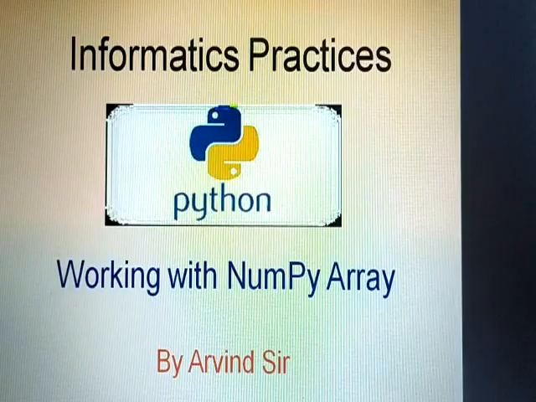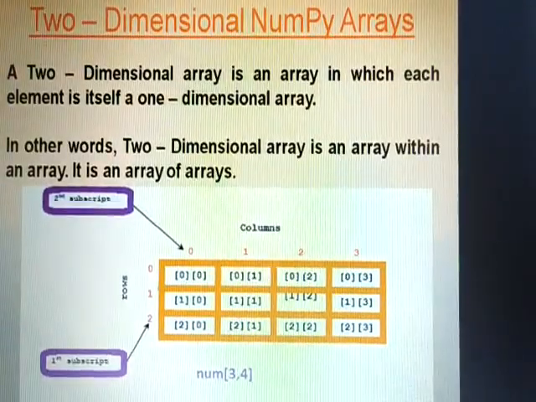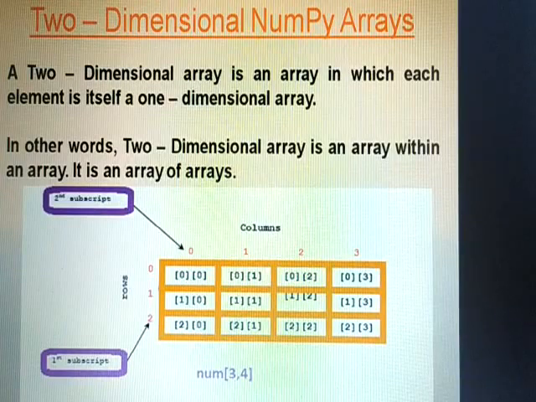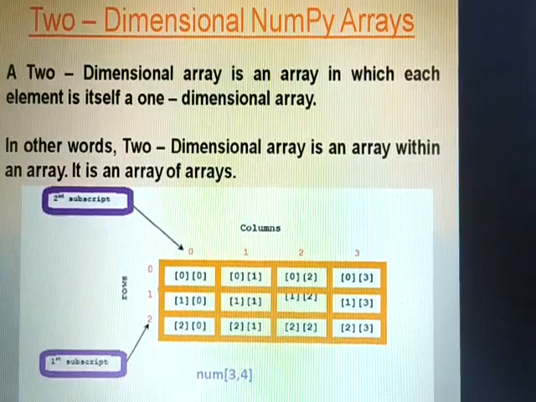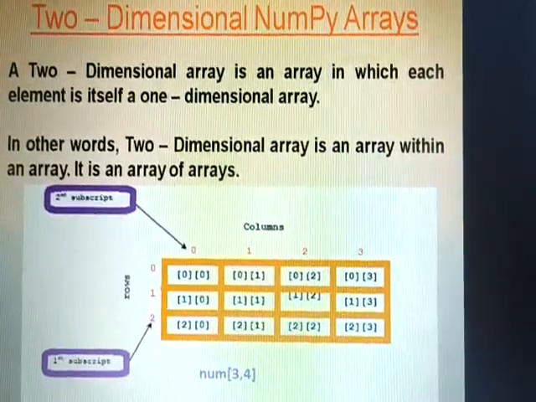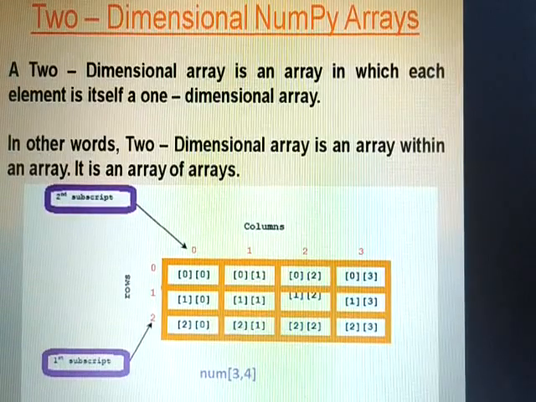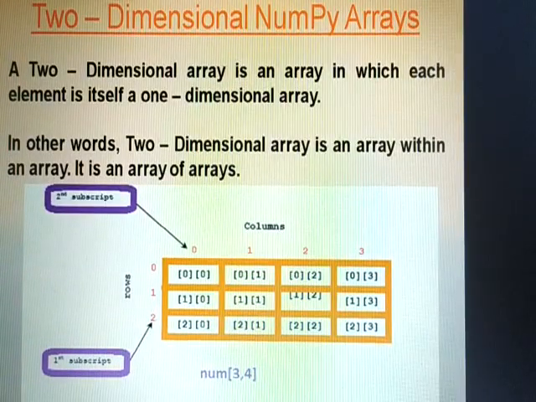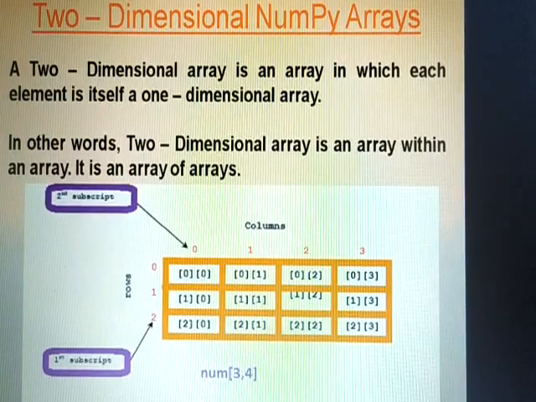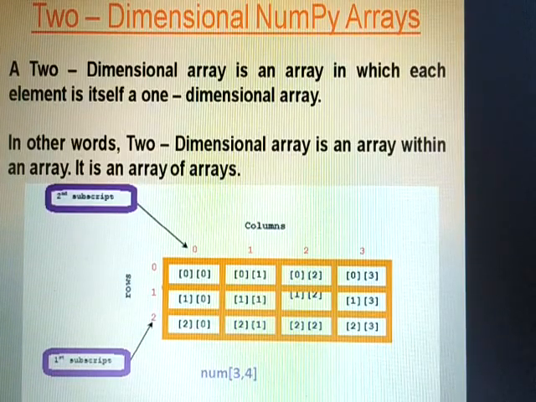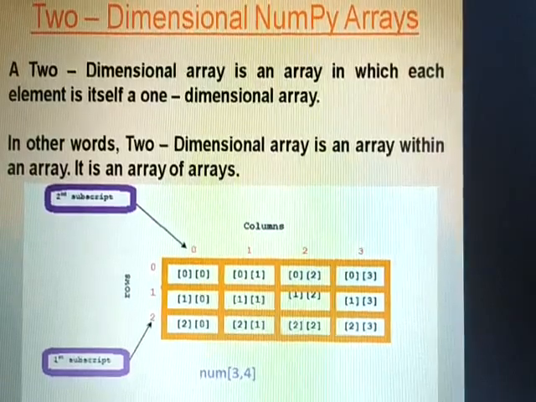Before we start about the two-dimensional array, first of all, we must know about the two-dimensional array. A two-dimensional array is an array in which each element is itself a one-dimensional array. That means a two-dimensional array is an array within an array, or we can say it is an array of arrays.